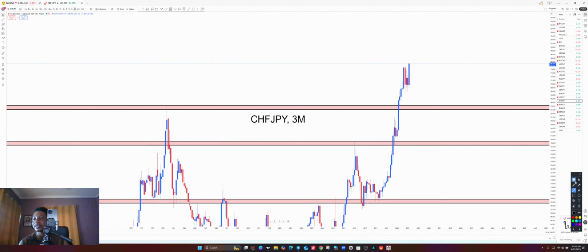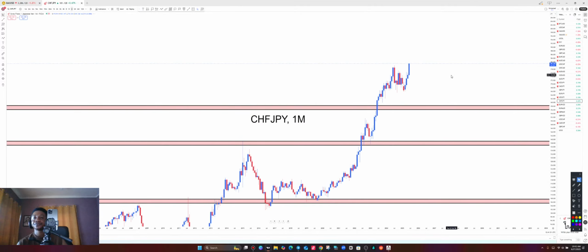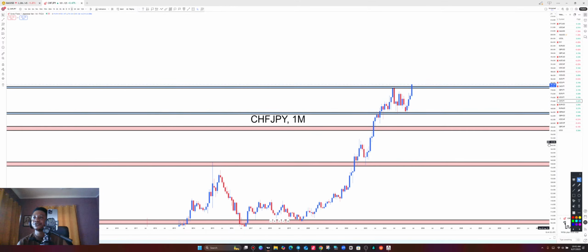So what does this tell us? This tells us that the buy pressure is very, very strong. It is pushing price continuously to the upside. So we pick buying opportunities to the upside on Chef JPY. Let's take it again to the monthly time frame to continue. This is the monthly time frame of Chef JPY.